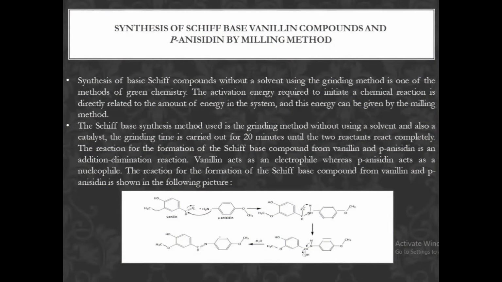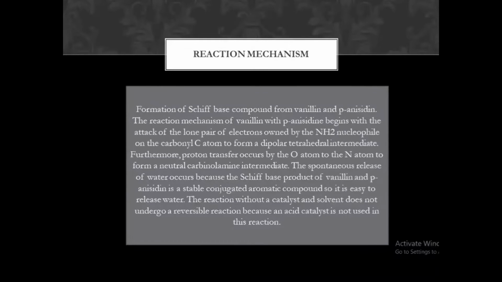I'm Ophelia. Now I will explain the synthesis of the Schiff base from vanillin and p-Anisidine by the grinding method. The method used is grinding without a solvent and also without a catalyst. The grinding is carried out for 20 minutes until the reaction is complete. The reaction for the formation of the Schiff base compound from vanillin and p-Anisidine is an addition-elimination reaction, shown in the following picture.